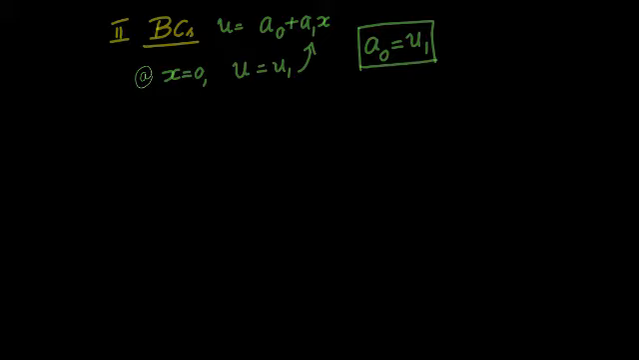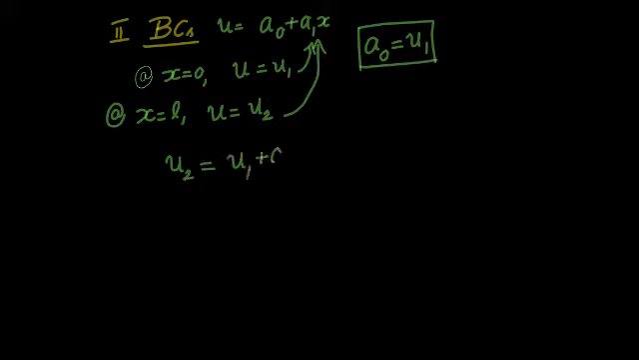Let me apply the second boundary condition. At x is equal to L, the value of displacement is u2. If you apply this boundary condition on this trial solution, u becomes u2 on the left hand side. a naught is already u1, which we have computed, plus a1 into L. I can now solve for the value of a1. a1 is equal to u2 minus u1 divided by L. So this is the value of a1.